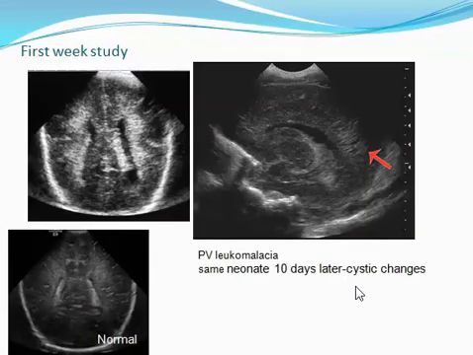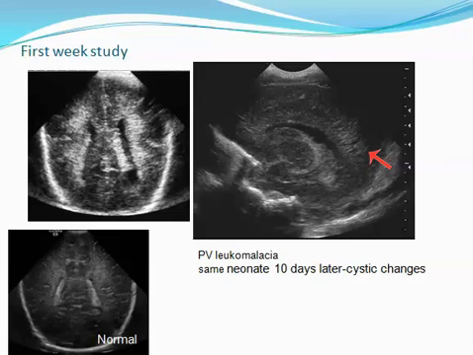Now this slide shows you the white matter or the periventricular injury. If you look over here, I told you that the periventricular white matter is always less bright, less echogenic, than the choroid plexus. So when you see any difference in the periventricular white matter echogenicity, whether it is equal to the choroid plexus or more bright or more echogenic than the choroid plexus, always evaluate such neonates because this could be a bleed.